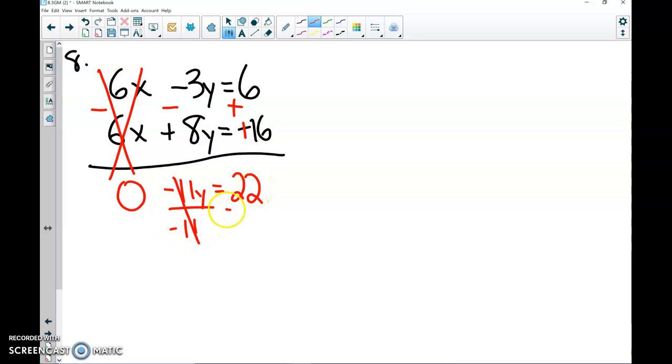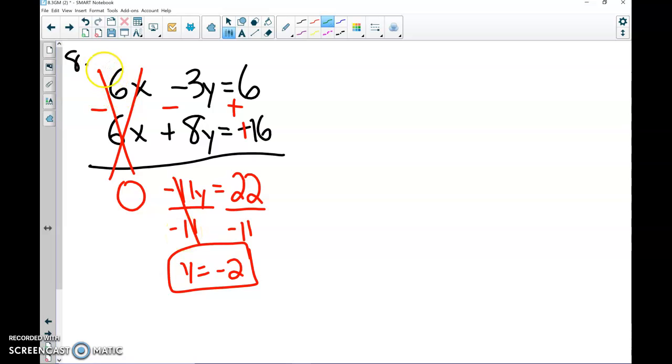And like I said, we have one step after this. Divide each side by negative 11. And so we figure out y equals negative 2. 22 divided by negative 11 is negative 2. And then remember, we have to go back in and now solve for x. So we just found y. Now we have to solve for x.